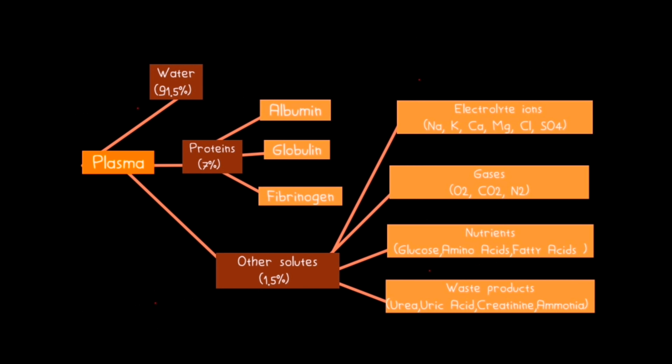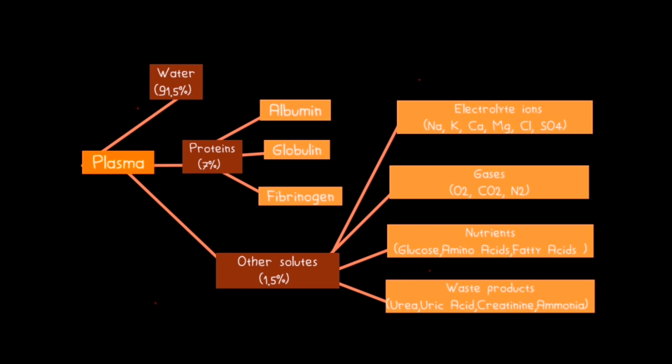Plasma is the 55% of our whole blood. So, it is composed of 91.5% water, 7% proteins, which are albumin, globulin, and fibrinogen, and 1.5% of other solutes. For the other solutes, we have electrolyte ions: sodium, potassium, calcium, magnesium, chloride, and sulfate.